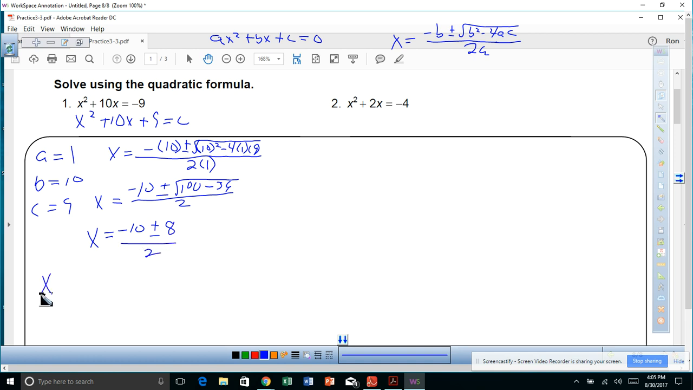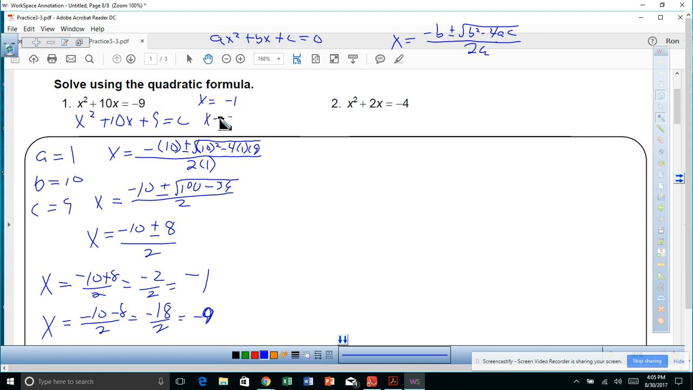All right, so we got x equals negative 10 plus 8 over 2, which is negative 2 over 2, which is negative 1. You also have x equals negative 10 minus 8 over 2, which is negative 18 over 2, which is negative 9. So x equals negative 1 and x equals negative 9.